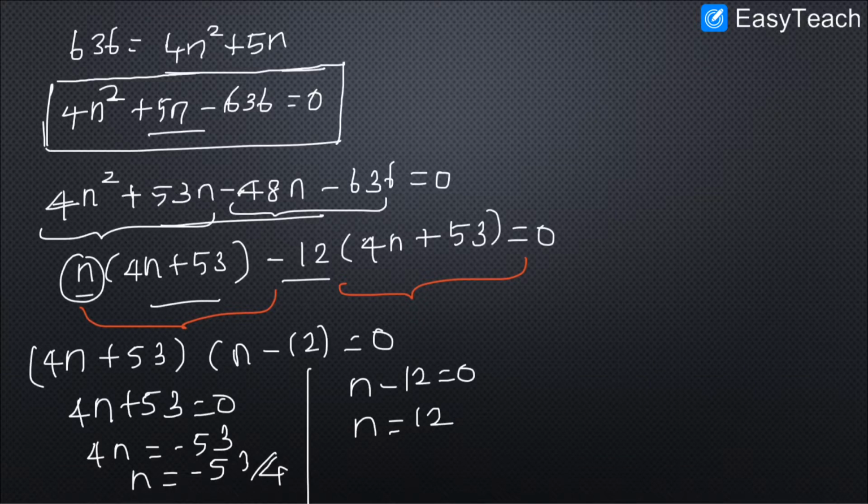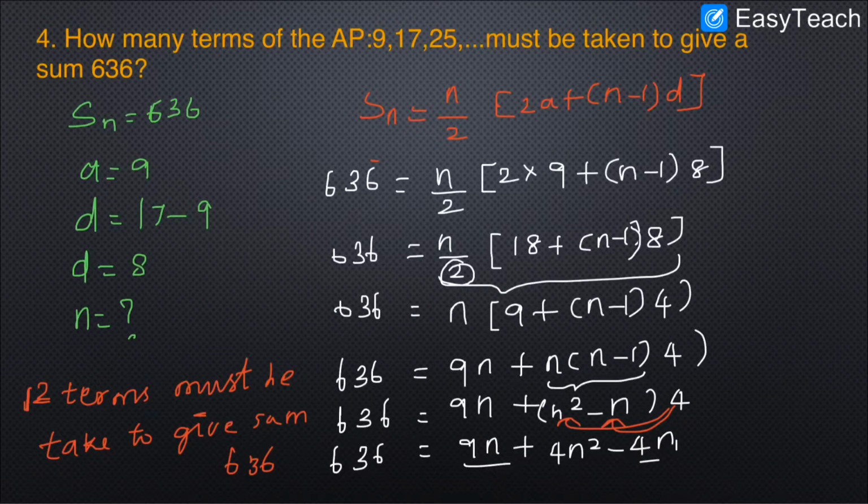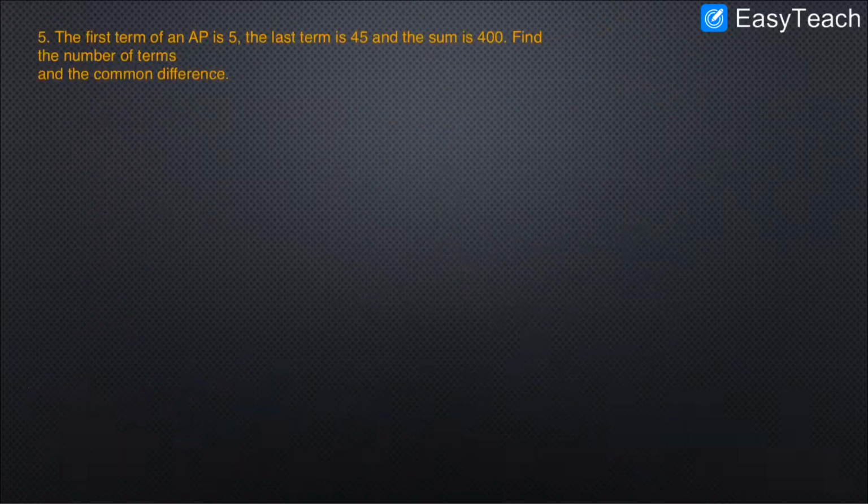So, here we got two values. Which value is the correct one? Practically n cannot be a negative number or a rational number. It must be a whole number, 1, 2, 3, 4 like that. So we can take 12 as the n value. We can conclude there are 12 terms that must be taken to give sum 636.